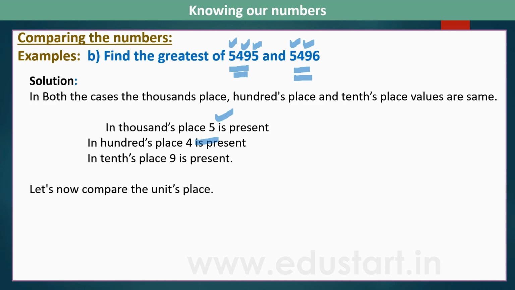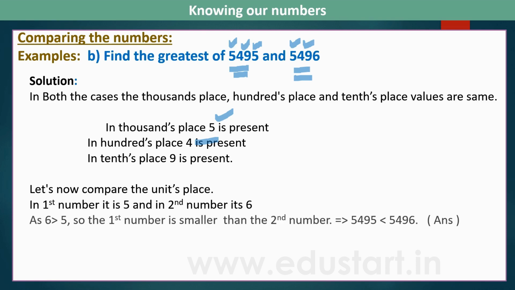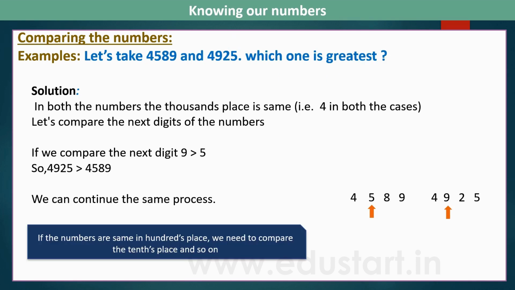So now let's compare the units place. In the first number the units place is 5 and in the second number the units place is 6. As 6 is greater than 5, the first number is smaller than the second number. It means 5495 is smaller than 5496. Is this clear?